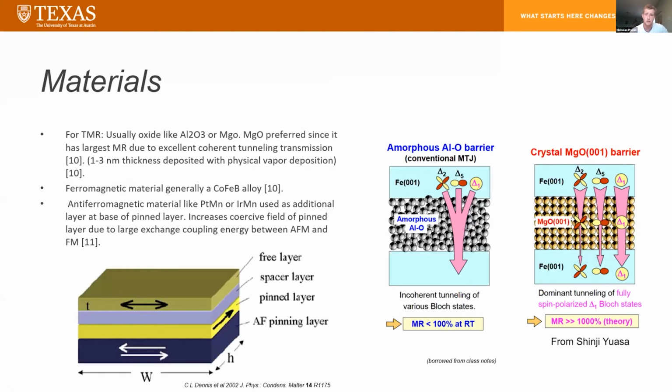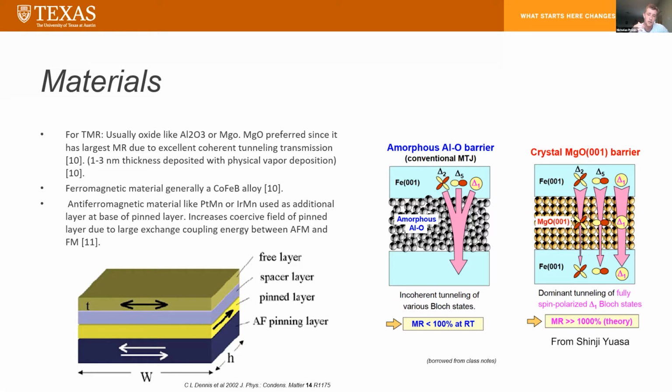So in terms of the materials generally used in STT-MRAM, we generally want to use an MgO tunneling barrier. Its high crystallinity enables good tunneling transmission properties and higher MR ratios compared to an amorphous aluminum oxide barrier. The magnet is generally a cobalt iron boron alloy.